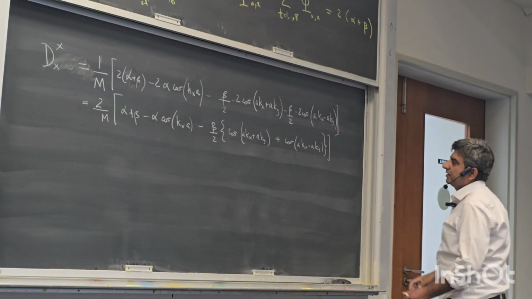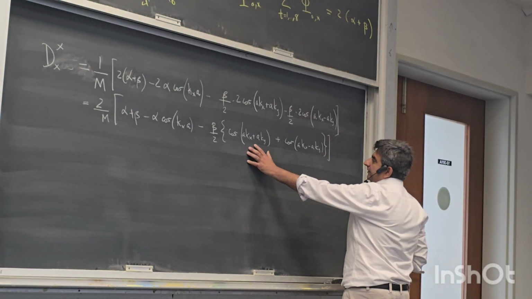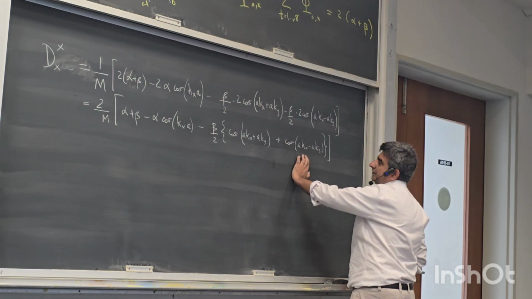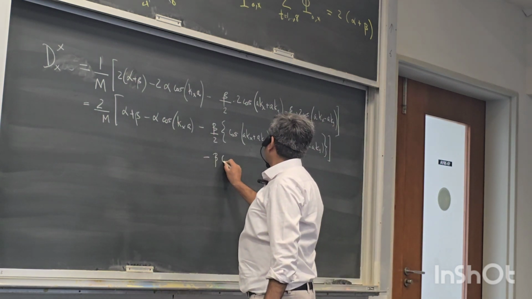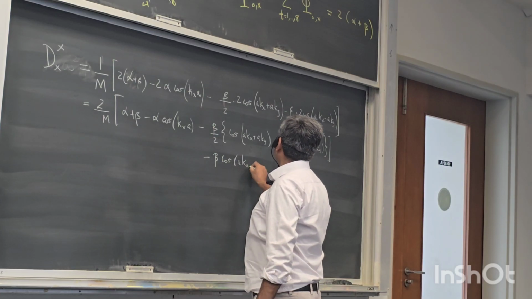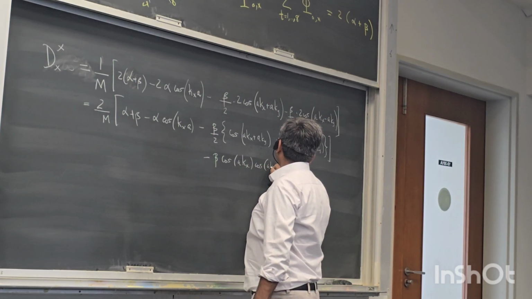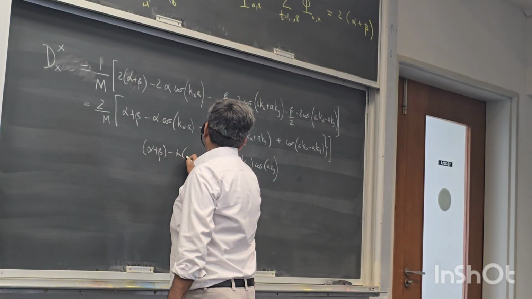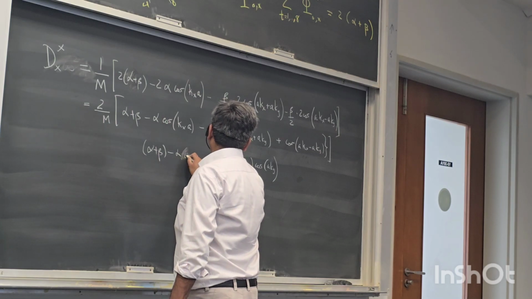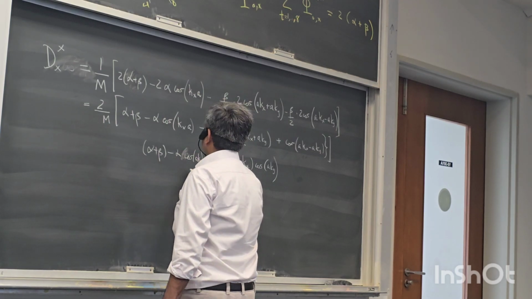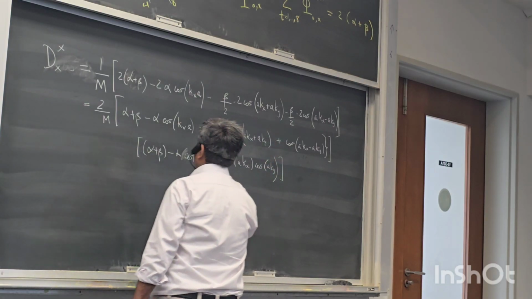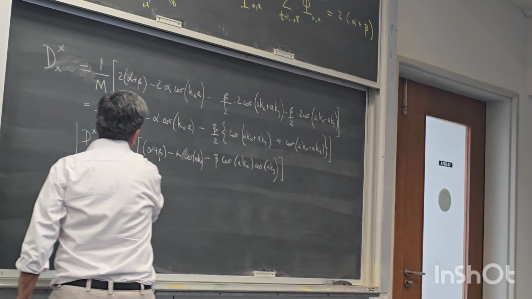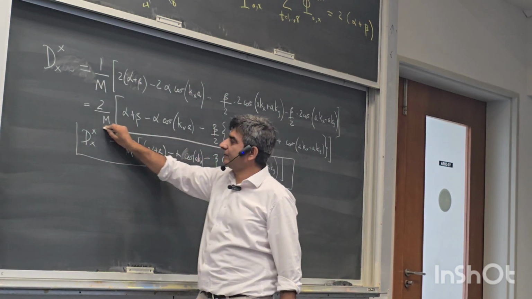Now I can use a trigonometric identity here. This will be cosine akx cosine aky twice. So I'll get minus beta cosine akx cosine of aky. Alpha plus beta minus alpha cosine of akx, over 2m. This is my dxx. Got it?